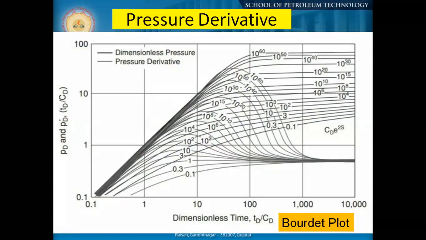We discussed this part also. So if you see, we have a normal pressure value with specific parameters of CD e to the power 2s, where you have a wellbore storage effect and the skin is involved. And we discussed in our type curve also. So when you have this value 1, that means it is going to be a normal well having no wellbore storage, no skin here.